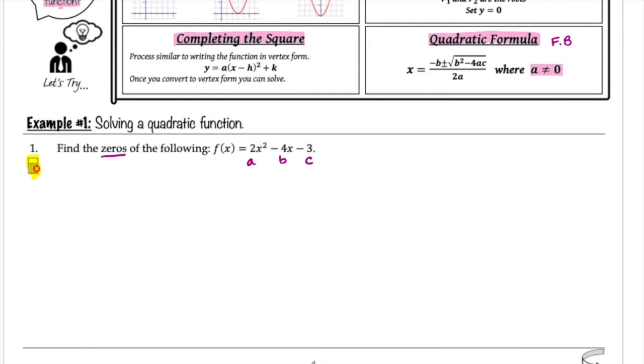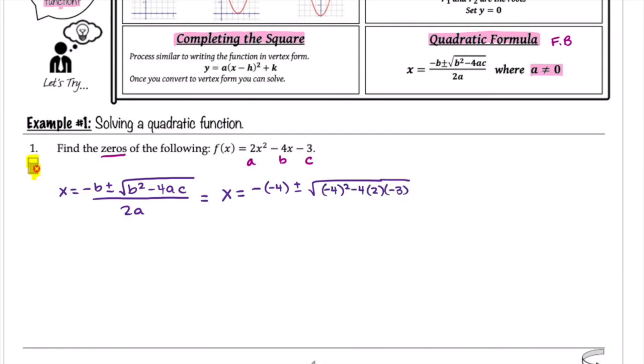So first thing I'm going to do is write down my formula just so everything is in front of me. And I am going to start substituting. At this point, I'm going to slowly start simplifying everything I can. And let's simplify what's under the radical if I add that.